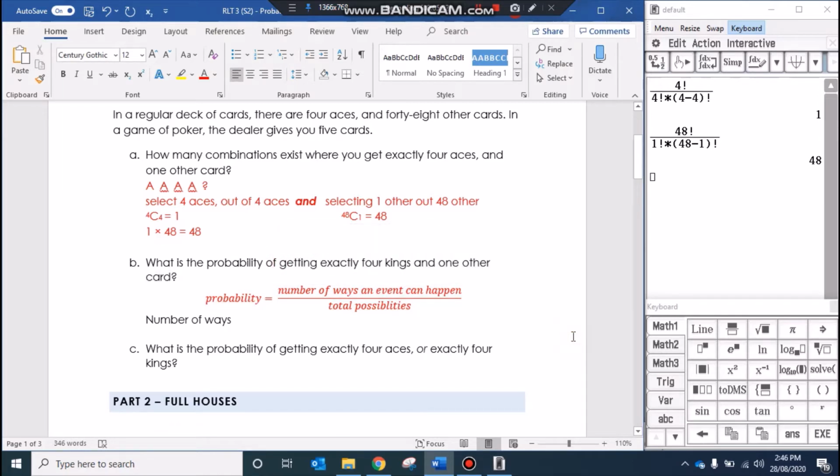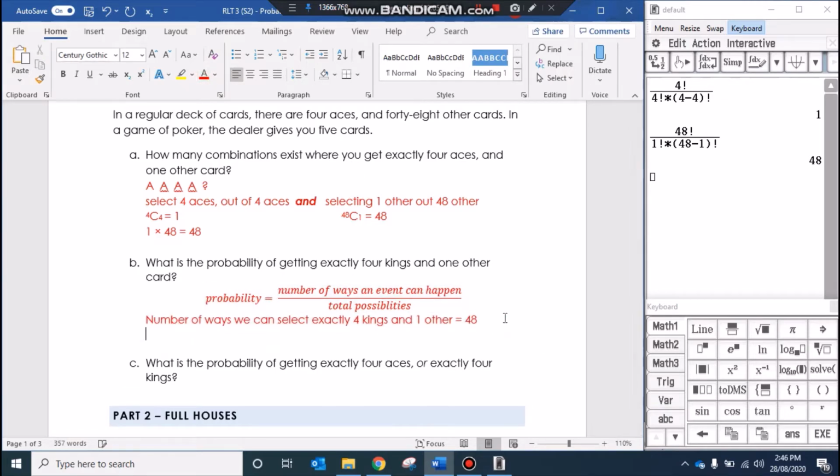We should notice that this is a symmetrical problem to what we've just done. Doesn't matter if it's 4 aces, 4 kings, 4 jacks, 4 fives. As long as it's 4 cards of the same type and one other card, it's going to be the same. So the number of ways we can select exactly 4 kings and one other is 48. Because we've just done that. That's the number of ways our event can happen.